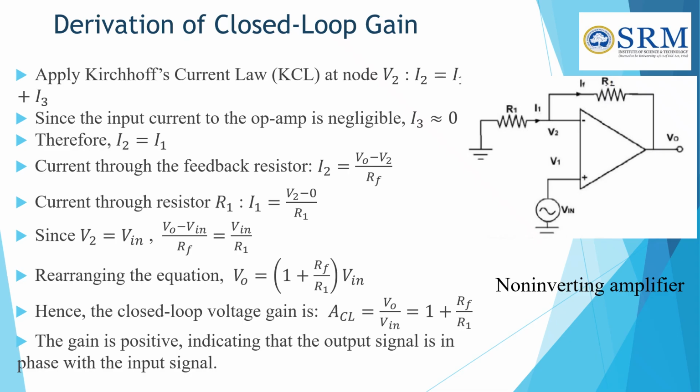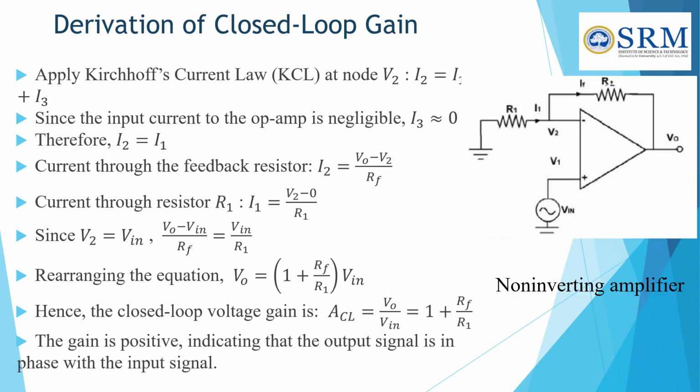The derivation of closed loop gain. By applying Kirchhoff's current law at node V2, we get I2 equal to I3 plus I1. Hence, the input current to the op-amp is negligible. We can consider I3 approximately equal to 0. Therefore, I2 equal to I1.